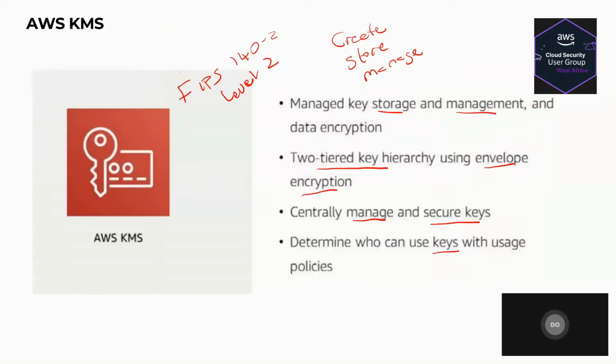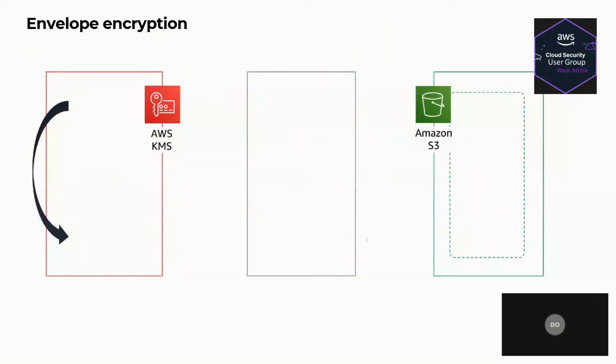I mentioned on the previous slide that KMS uses a two-tiered key hierarchy for encryption. What does that mean? Let's have a look. With a two-tiered hierarchy encryption using envelope encryption, here is how it works.